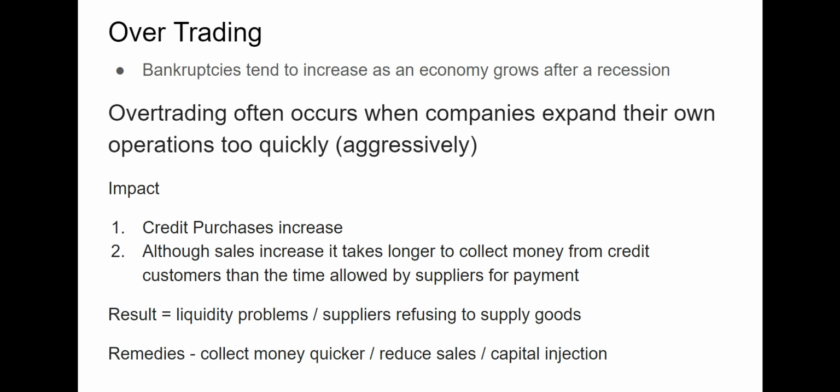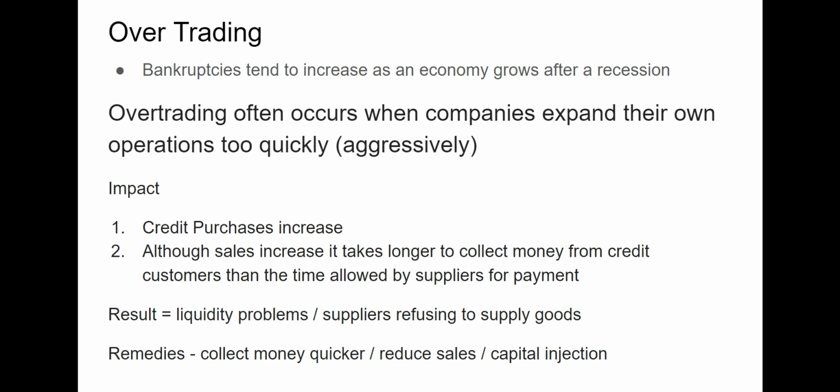And obviously, if you've got money going out more quickly than you've got it coming in, that is going to give a business a real liquidity problem. And that means suppliers can also start refusing to supply goods, which means that you can't sell to anybody, and therefore a business quickly goes out of business.